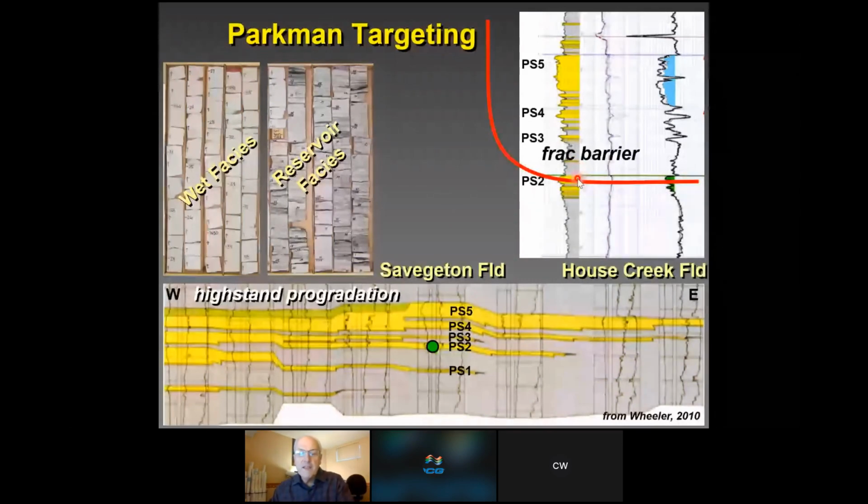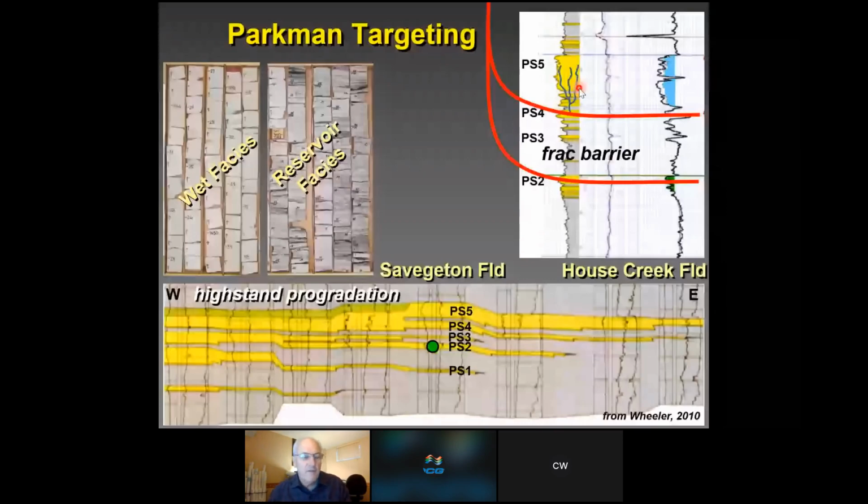If they miscorrelated and jumped up, say, from here to here in parasequence 4, and landed too high, there was no shale break above, and they would frac up into these clean, wet sands and bring in the ocean.